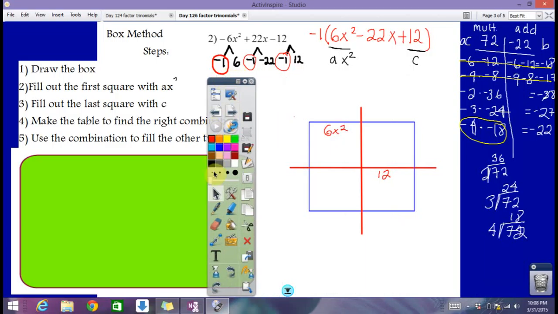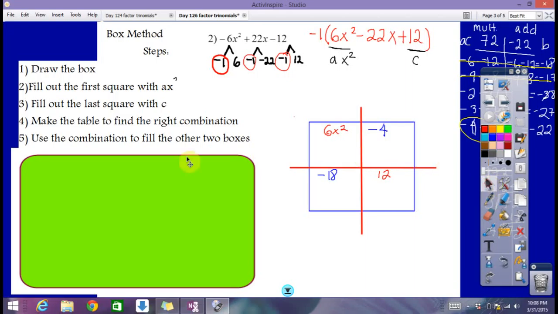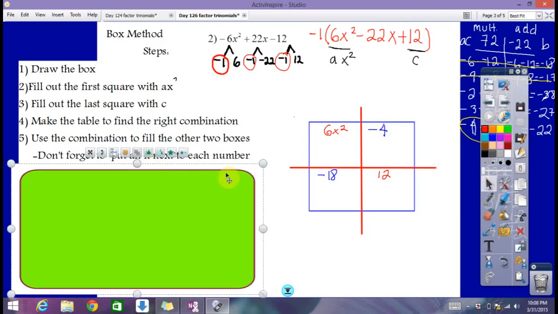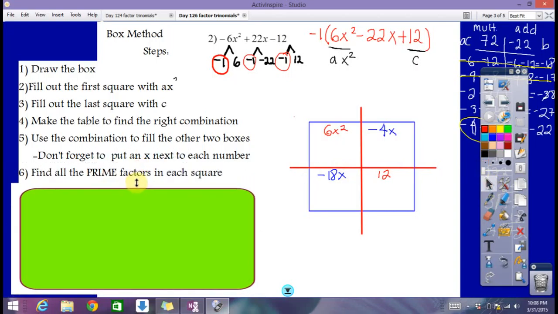So the combination was negative 4 and negative 18. And don't forget to put an X next to each number. That's right. So let's put the X over here. There we go. Next step will be to find all the prime factors in each square.